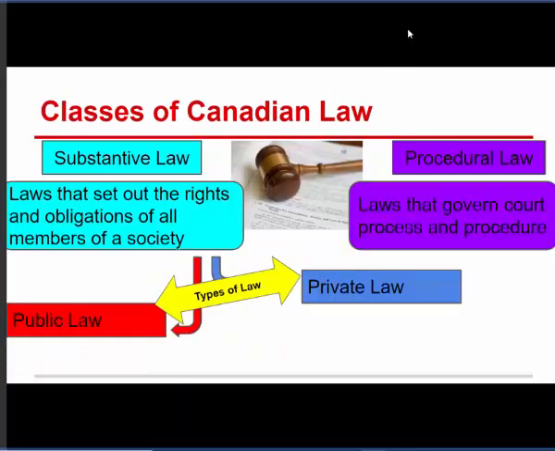The classes of Canadian law are substantive law, which include statutes. These are laws that we as citizens have the responsibility to follow. So we have rights as citizens under the Constitution and under the Charter of Rights and Freedoms, but we also have responsibilities to follow the law. Public law is the type of law that substantive law is under.